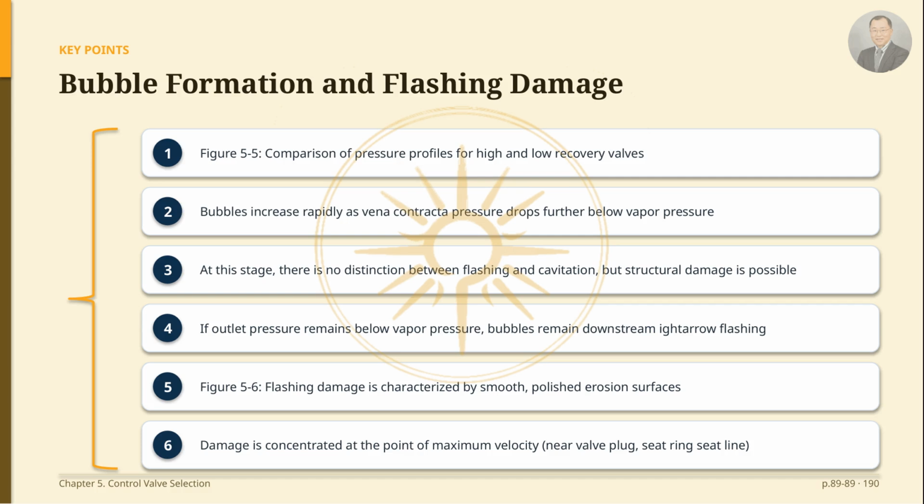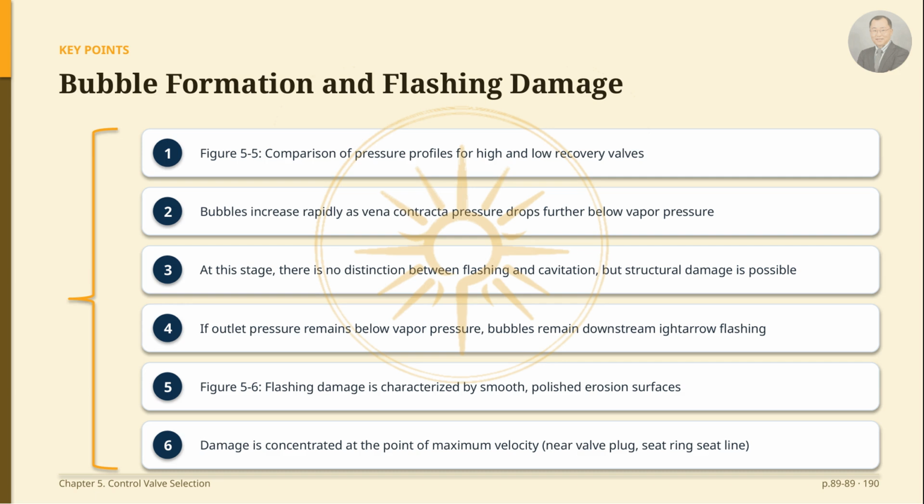Now, I will explain how bubbles increase and lead to flashing damage. Figure 5 compares the pressure profiles of high recovery and low recovery valves. As the vena contracta pressure drops further below the vapor pressure of the liquid, the number of bubbles increases rapidly. At this stage, there is no difference between flashing and cavitation, but the potential for structural damage to the valve definitely exists. If the pressure at the valve outlet remains below the vapor pressure, the bubbles do not collapse and remain in the downstream system, a process known as flashing.